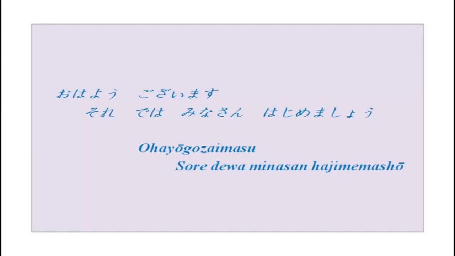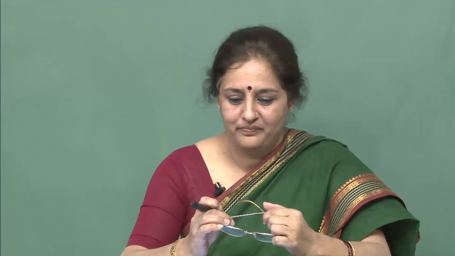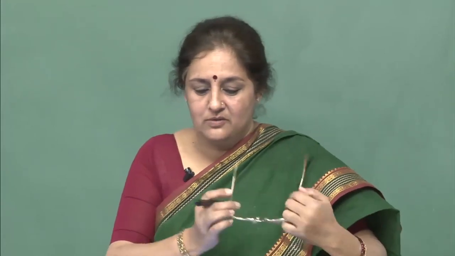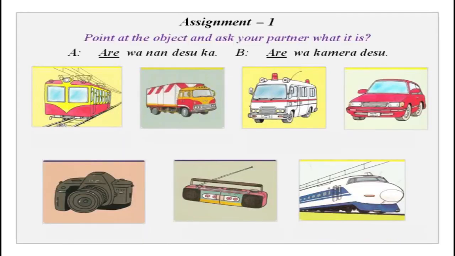Ii desu ka, minasan? Ii desu ka now means, is it all right? I am asking you, is it all right? Ii desu ka? Is it okay with you? Ja ne, minasan, hajimemashou. So, your first assignment was, point at the objects and ask your partner what it is. Now, over here, you have so many pictures for you. But the basic thing you had to practice was are, which we had done in lesson 5.